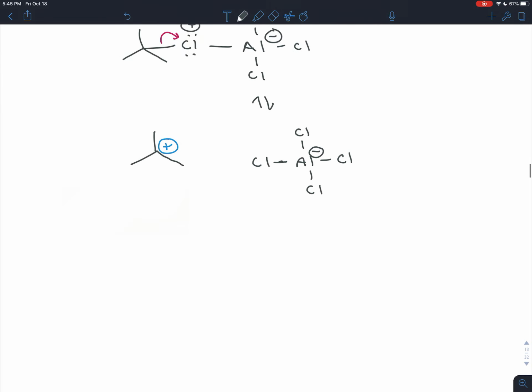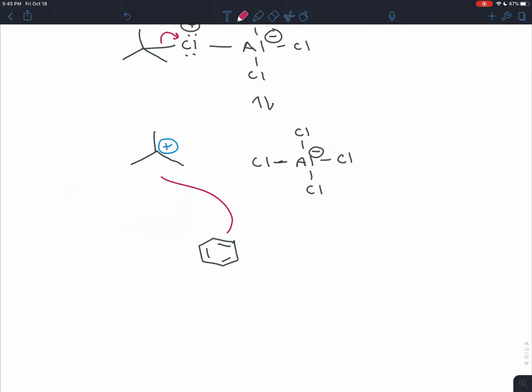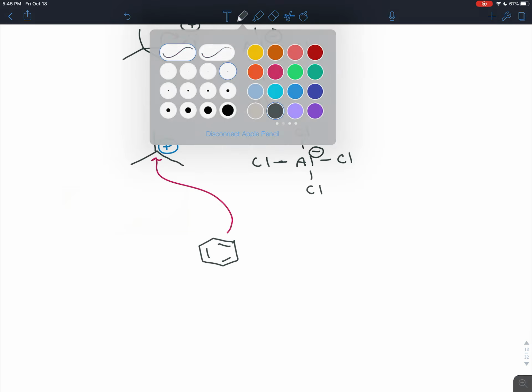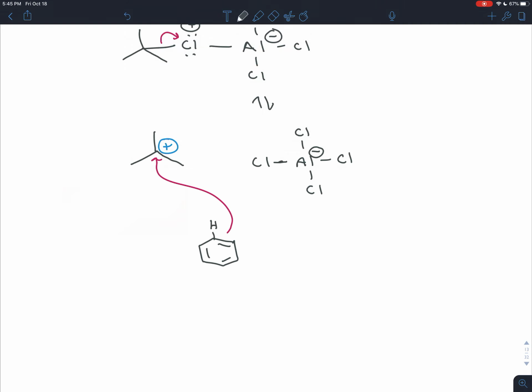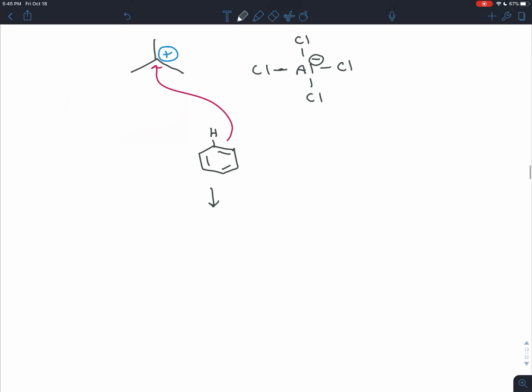So now we can draw our benzene, which is our poor nucleophile, and we can have it attacking that amazing electrophile. Remember, there's a hydrogen on each of those carbons. And we end up getting our resonance stabilized intermediate. We have the 1, 2, 3 carbons. Now they're attached to the benzene.